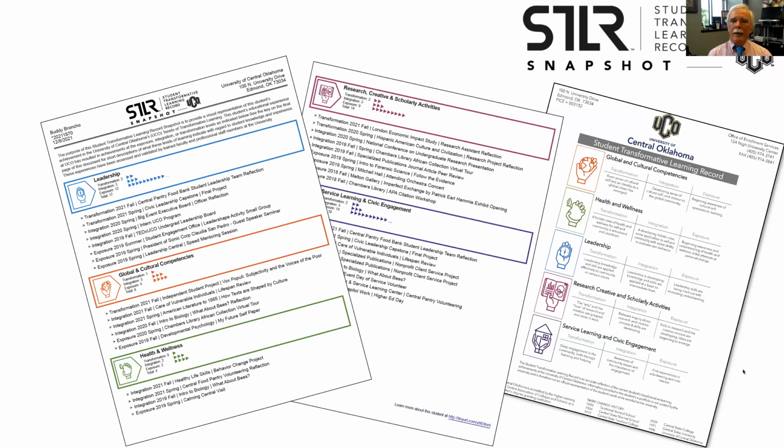Final thing I will say is that we also recognize the students who have achieved the transformation level with an honor cord in the color associated to that particular tenet. So as you can see on the Stellar snapshot, if it is the global and cultural competencies tenet that the student achieved a transformation in, she will get an orange honor cord to wear at graduation, indicating she had achieved that level in that area of beyond disciplinary development.